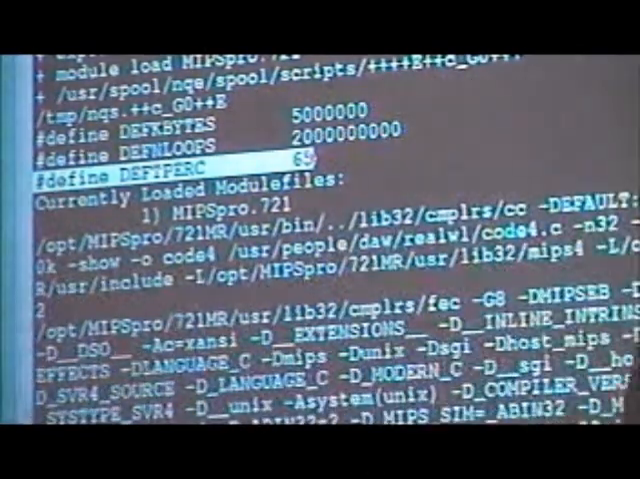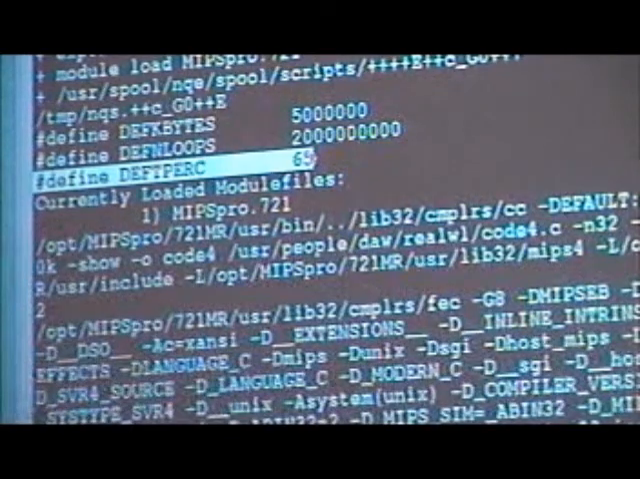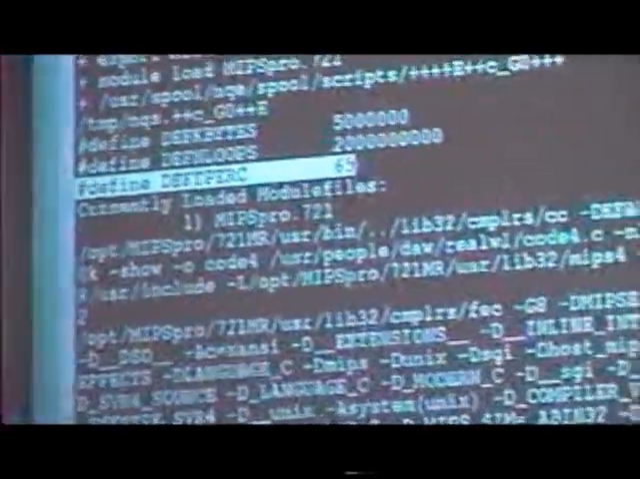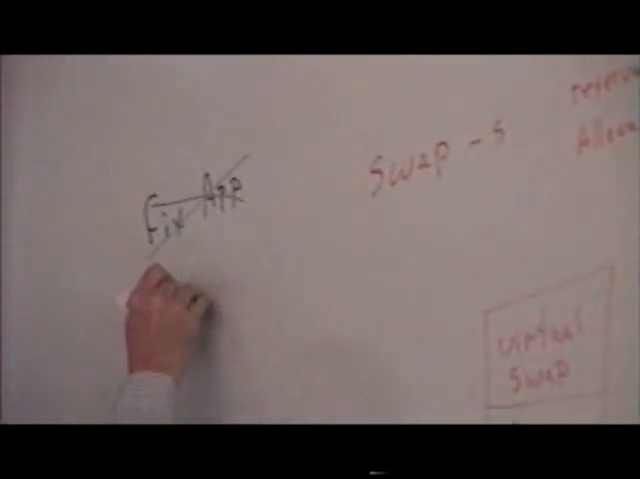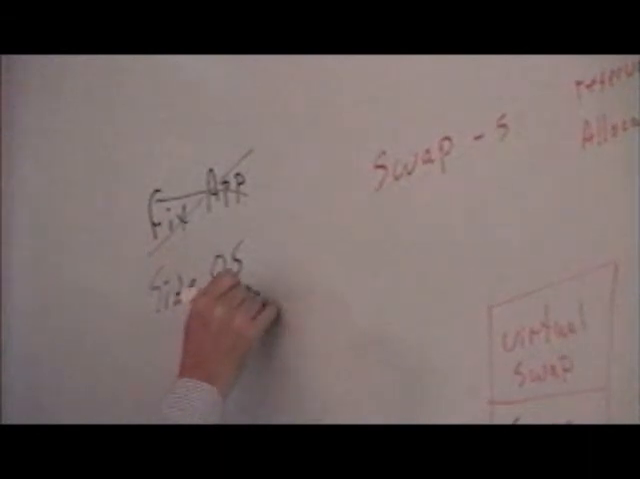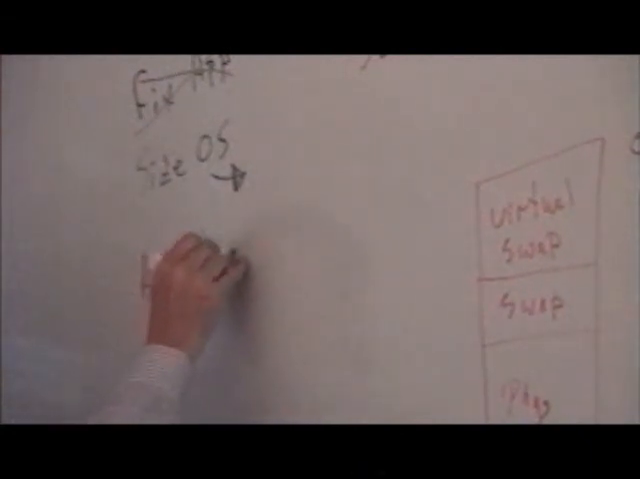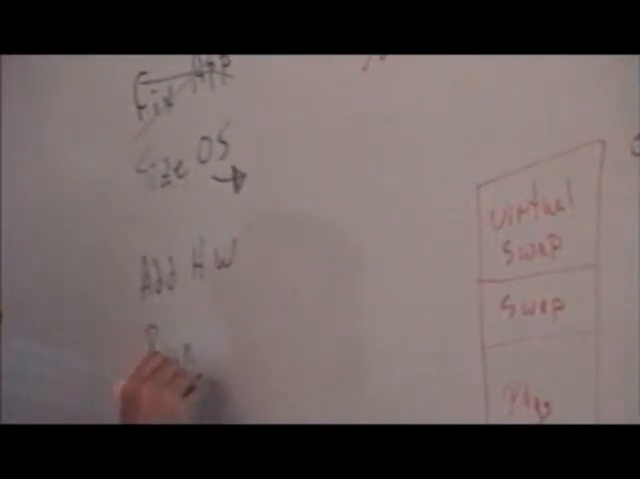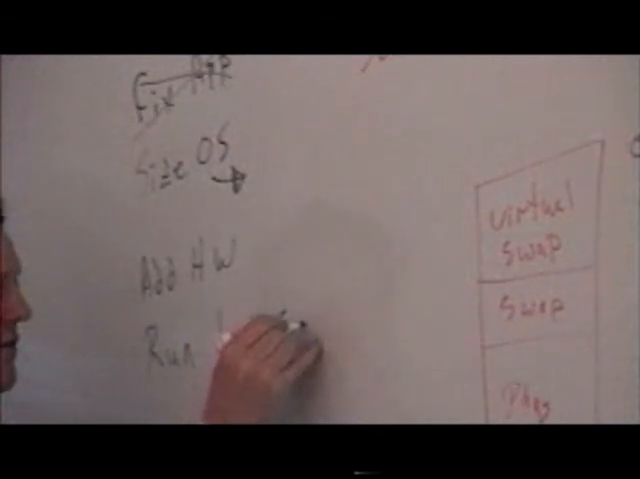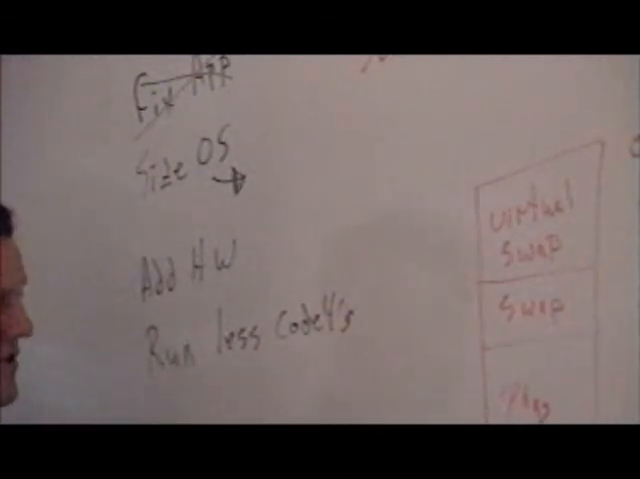So in my example, I could fix the application, which wasn't an option here because I said we can't change the codes. I could size the OS, and that's one thing I've got to talk about here for a second. And then I can add more hardware, or run fewer codes. And in this example, not even one code 4 runs in my system, so that's not an option either.